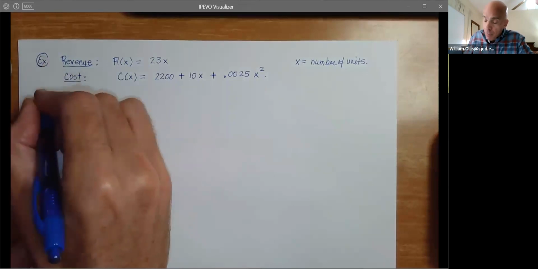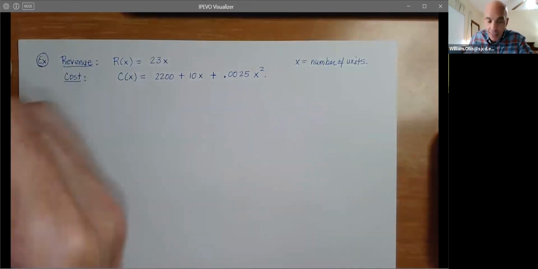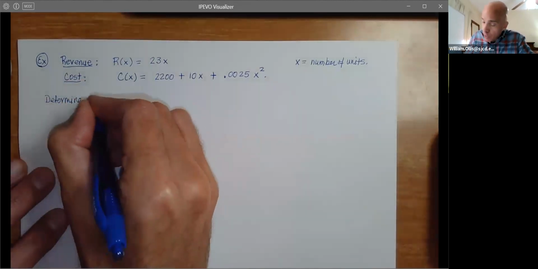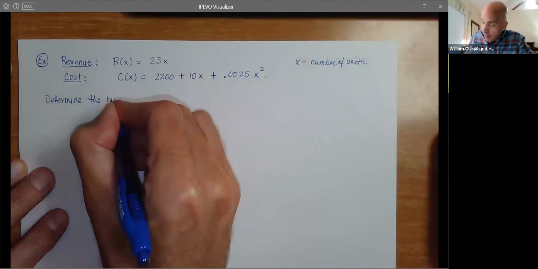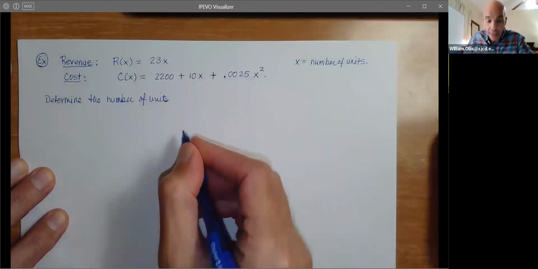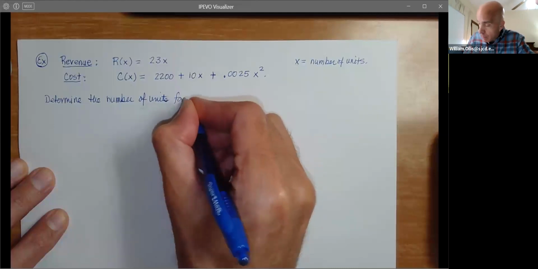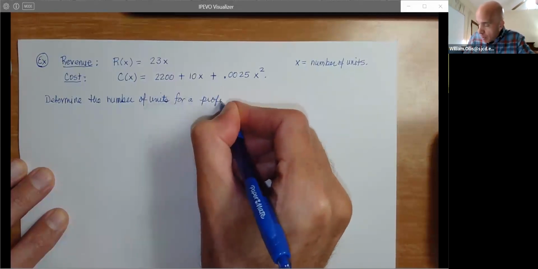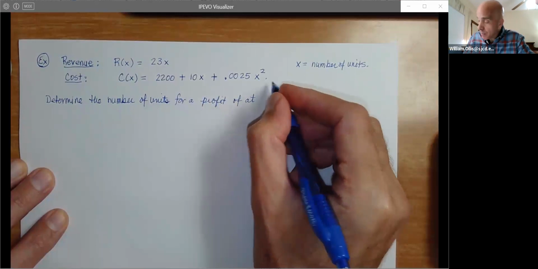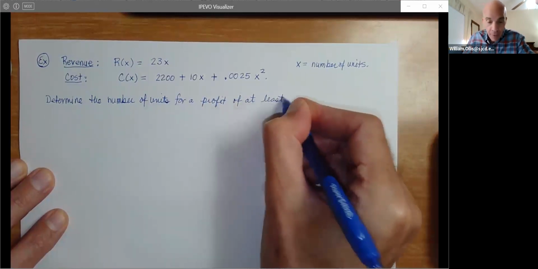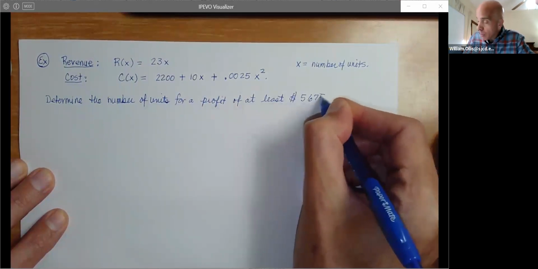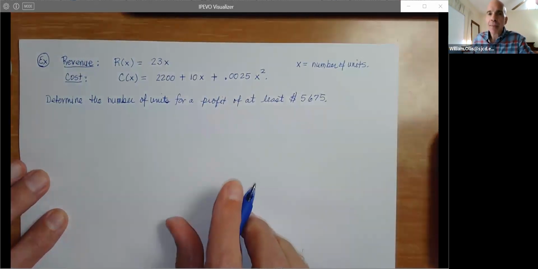And then, for instance, and this is what we want to do, the problem basically says this: determine the number of units, to determine the X basically, for a profit of at least, now I like the at least, of at least $5,675.